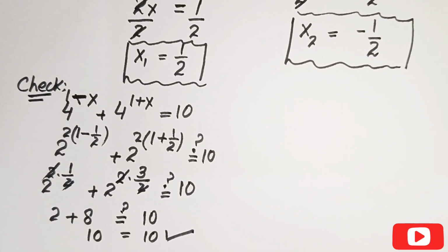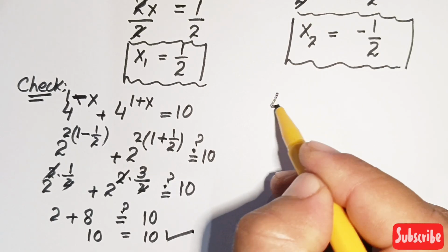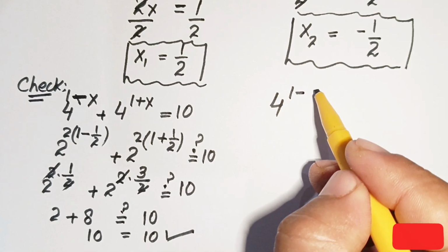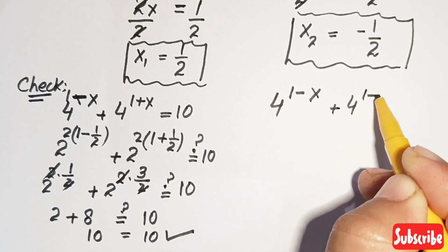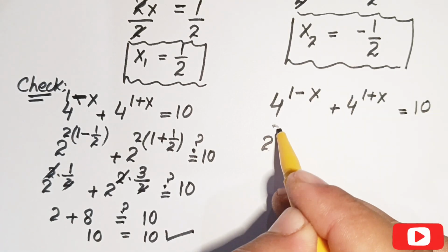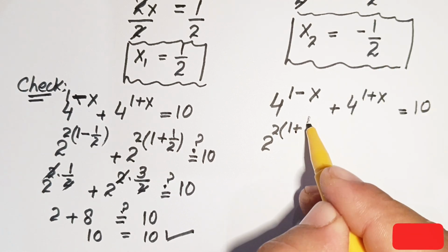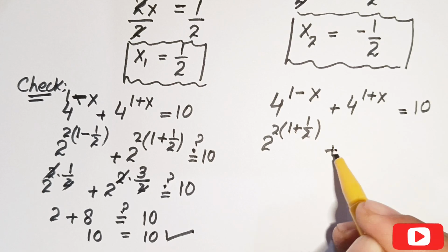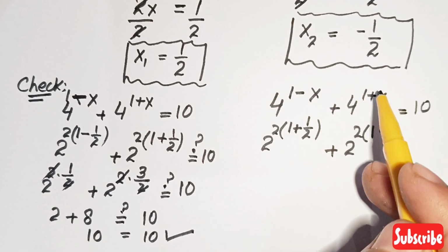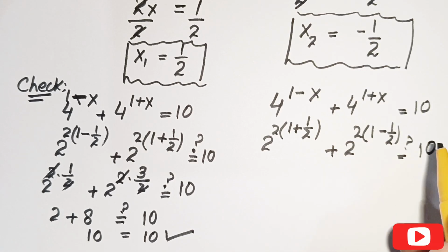Now we are going to verify our second value. Our problem is 4 to the power 1 minus x plus 4 to the power 1 plus x is equal to 10. Putting this value here, then 2 squared to the power 1 minus minus 1 over 2, which will be plus 1 over 2. Here we have 2 squared to the power 1 plus 1 over 2, because this plus and minus will be minus. Is it equal to 10?